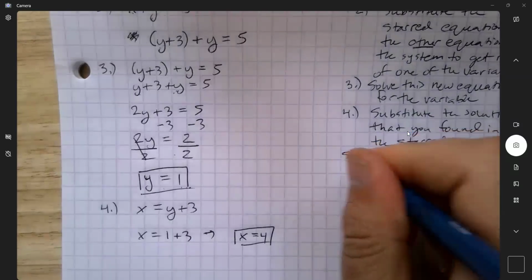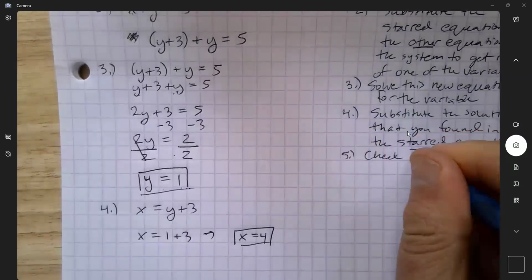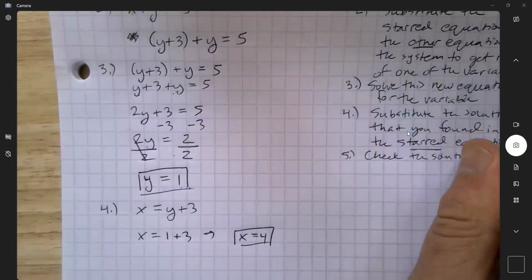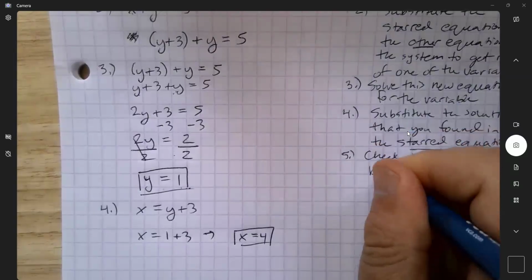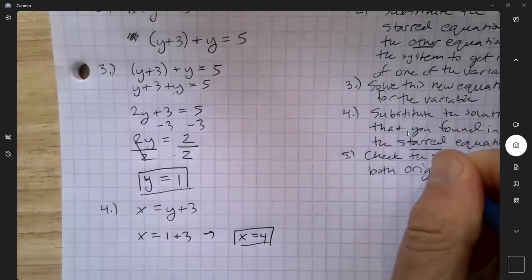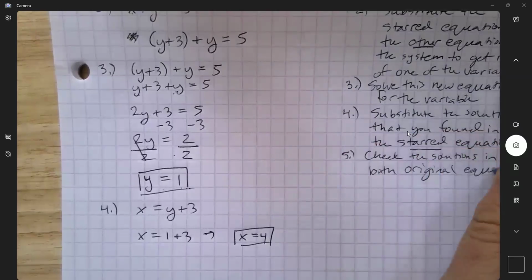And the last thing you want to do is check the solutions in both original equations.